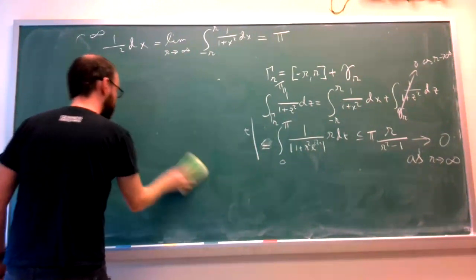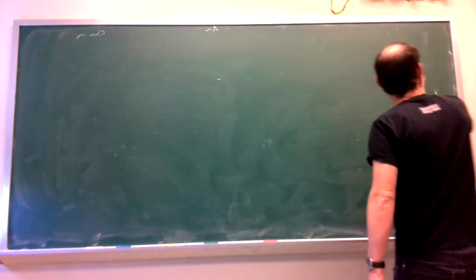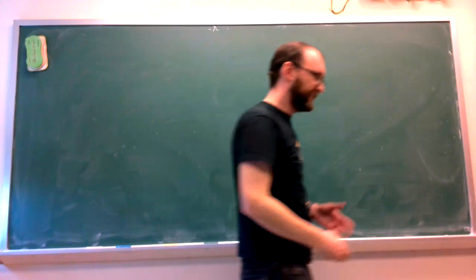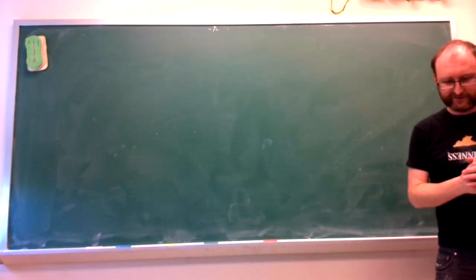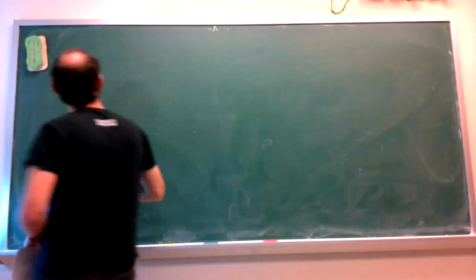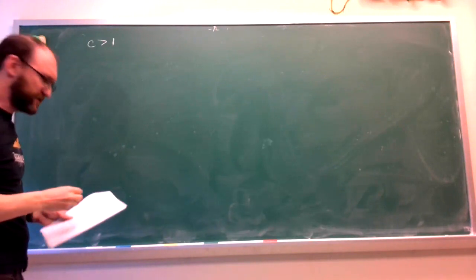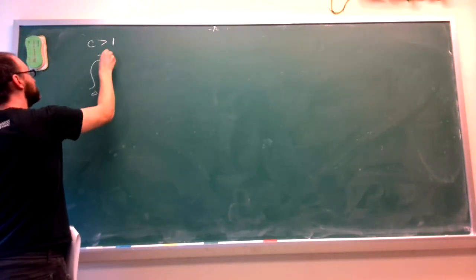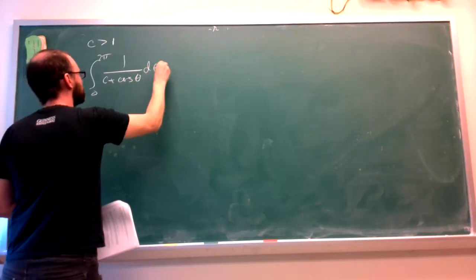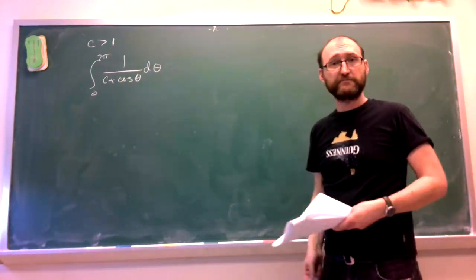All right, let's look at one more application. I'll leave more of the details out, but another quite common application of the residue theorem is to recognize a path integral. For example, suppose that c is some positive constant bigger than 1, and suppose that we're interested in this integral. A priori it doesn't look like a path integral, an integral around a cycle.